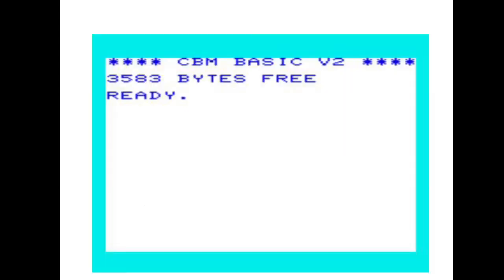How many of you recognize this? You've got to be probably around my age or older to recognize this. What is this? Basic, yes. Can you be more specific?